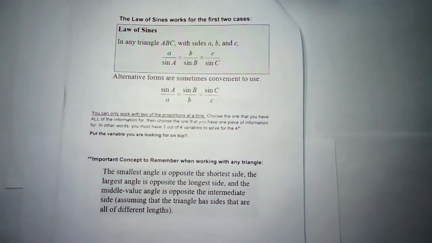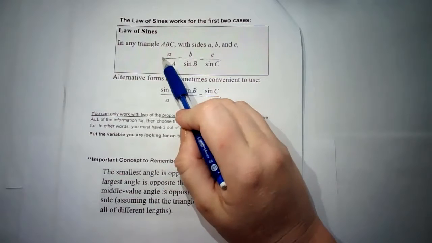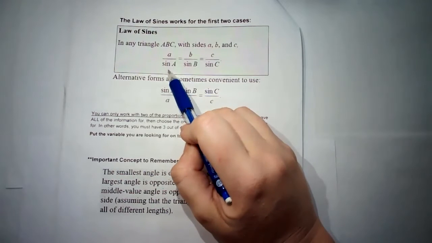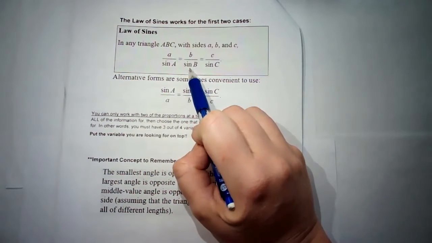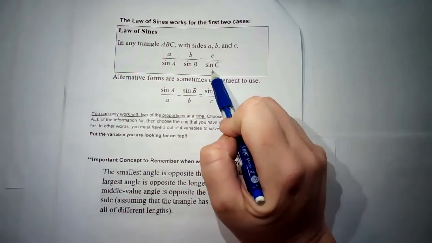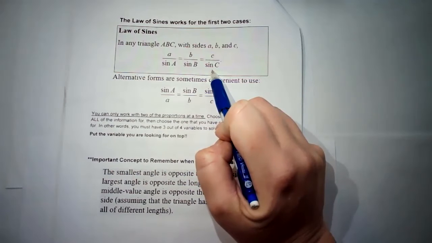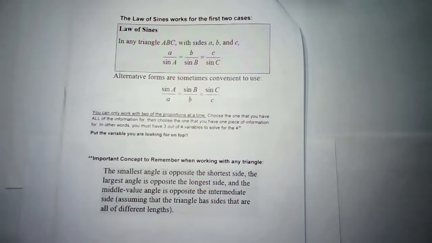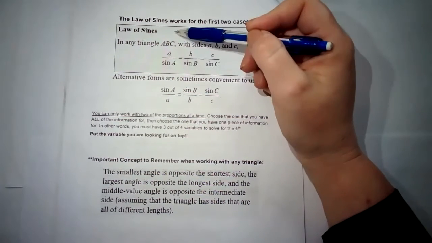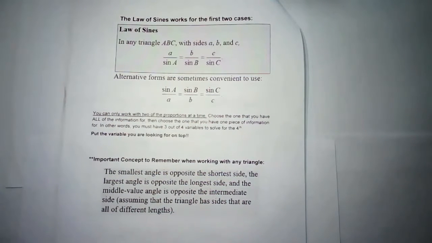It's three little proportions. And what it says is that the side A divided by the sine of its angle equals the side B divided by the sine of its angle, which also equals side C divided by the sine of its angle. Now, I'm sure you realize you can't have two equal signs in anything. So we're not going to use all three pieces. You're going to choose the two pieces that work for you in each problem, okay? You're going to choose one piece that you have all the information for, and then you're going to choose the other piece that you have one piece of the information for.